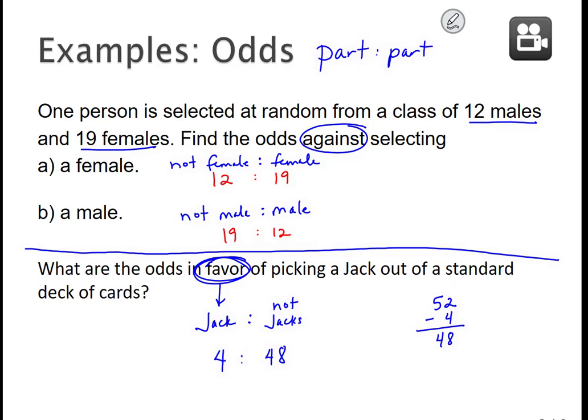4 to 48. However, just like with a fraction, even though we're not writing it as a fraction, we also have to reduce. So if we divide both of those numbers by 4, 4 divided by 4 is 1, 48 divided by 4 is 12, and that's going to be our answer. The odds in favor of picking a jack out of a standard deck of cards is 1 to 12. There's one chance you get a jack for every 12 chances you do not get a jack.